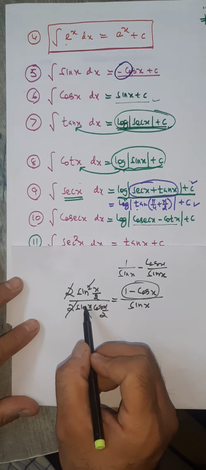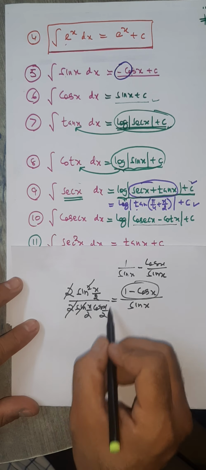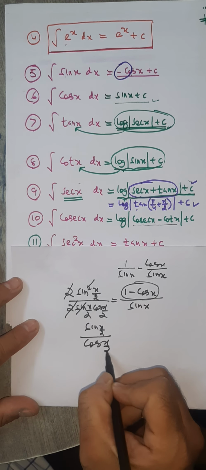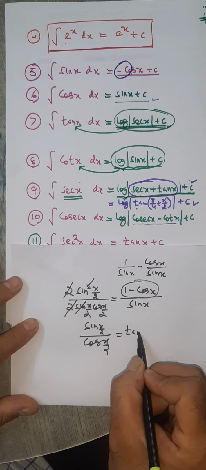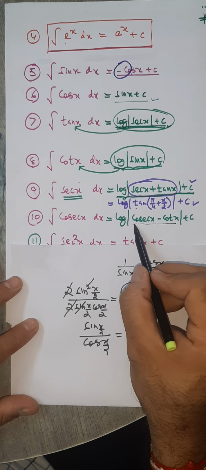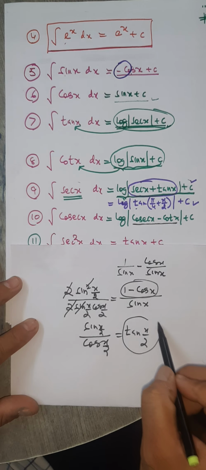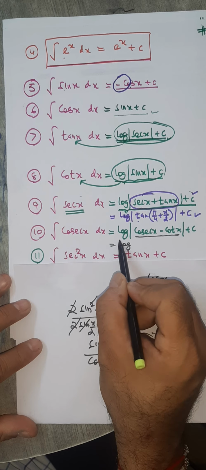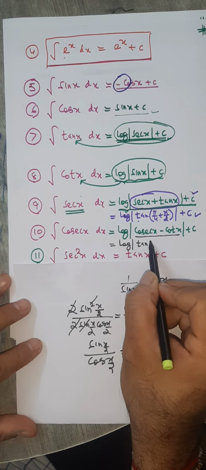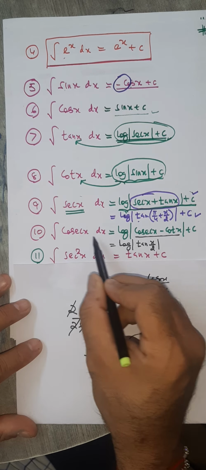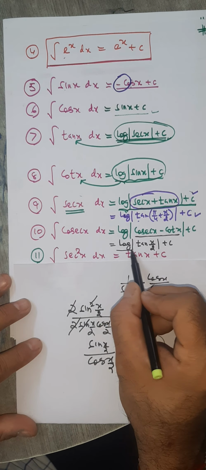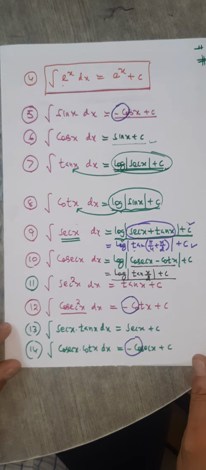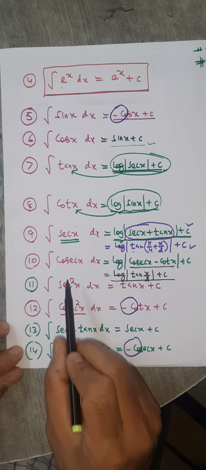2 will get cancelled, 1 sine will get cancelled. So you are left with here sine x by 2 upon cosine x by 2. And what is this? This is simply tan x by 2. So in place of cosec x minus cot x, you can write tan x by 2. So I'm writing here, this is equals to log of mod of tan x by 2, half of this angle, plus c. This is another formula of cosec x. So now you have two formulas for sec x and two formulas for cosec x.